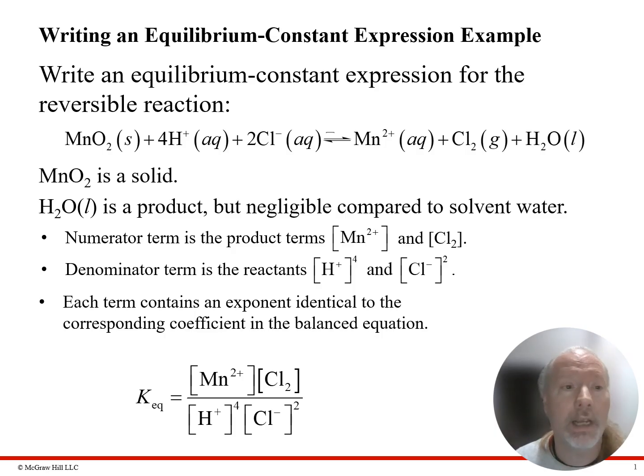We just got done talking about writing equilibrium constants. We write equilibrium constants based on the balanced chemical equation. We have a balanced chemical equation here. We see a metal oxide, manganese oxide, reacting with acid, and we have chloride, also chloride anion available here. And then we get manganese metal that's liberated from the solid into the aqueous solution. We get Cl2 gas and we get H2O.